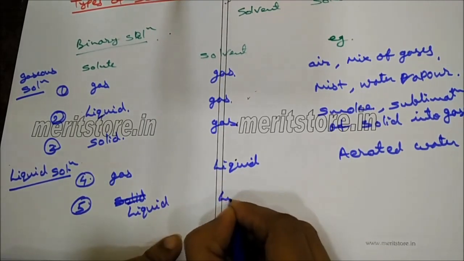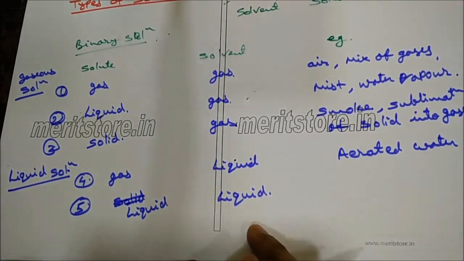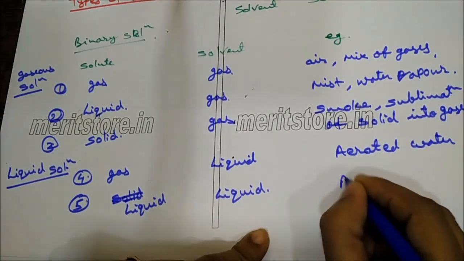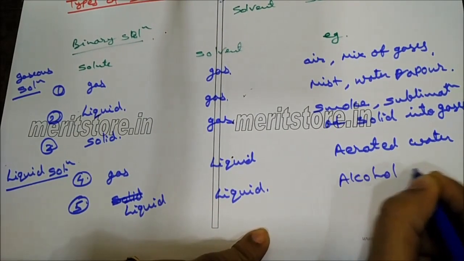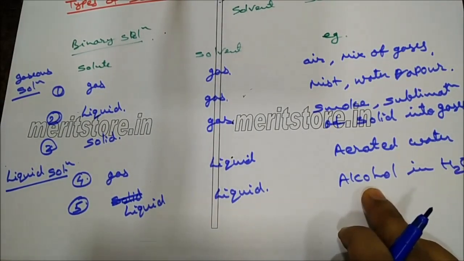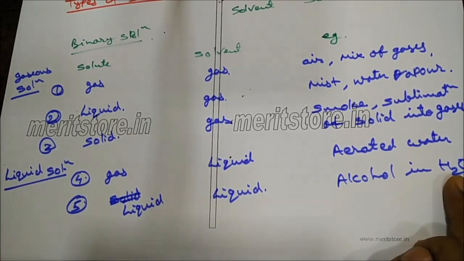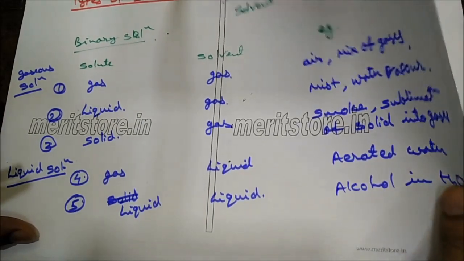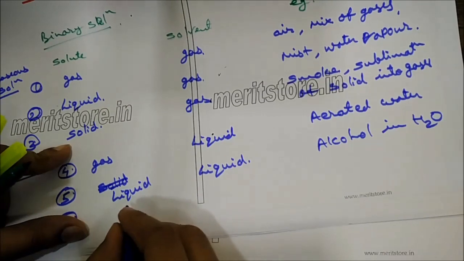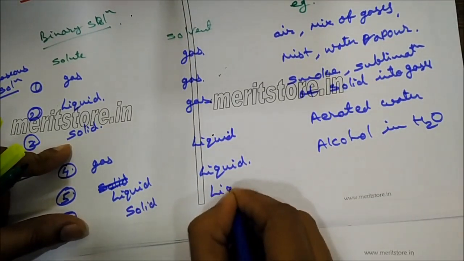The next binary solution is liquid in liquid, the mixture of liquid and liquid, means the solute is liquid and the solvent is also a liquid. An example of this is alcohol in water. Alcohol is present in lesser extent, that is our solute, and the water is in excess amount, that is our solvent.